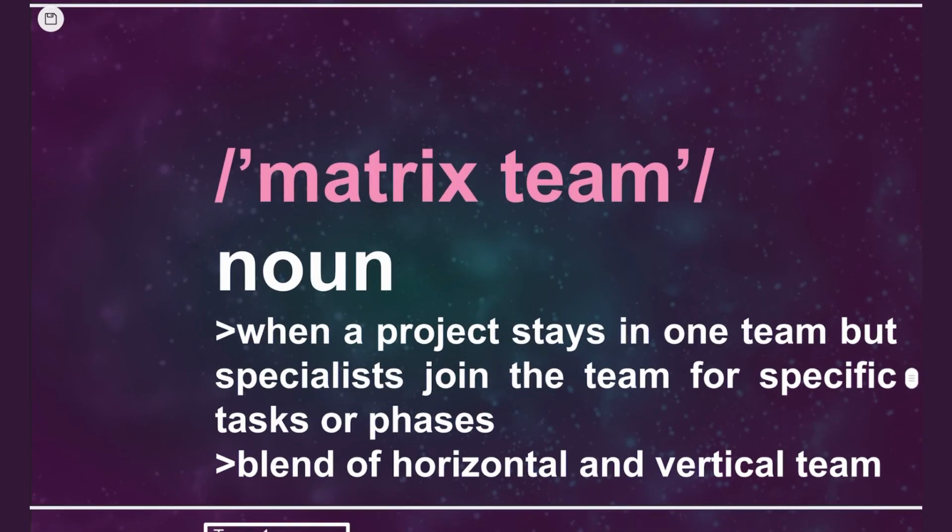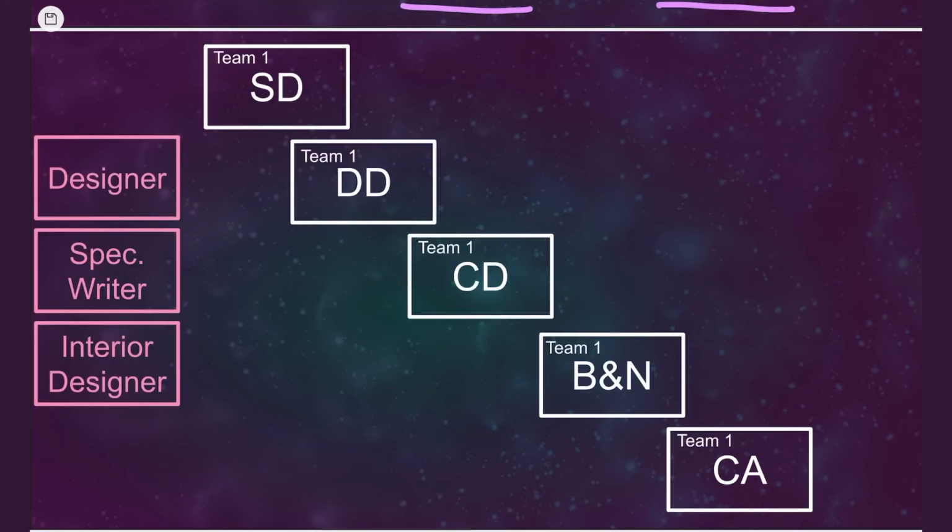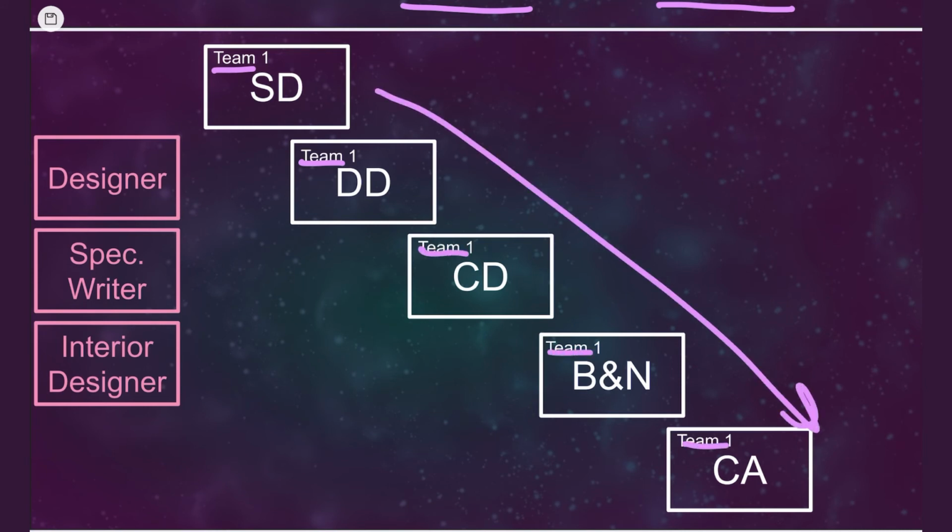The final team structure is the matrix team, which is a combination of the vertical and horizontal teams. When a project stays in one team, but specialists join the team for specific tasks or phases, that is the matrix team. So in this example, the project stays within the same team and it goes all the way through to the end with the same individuals, but on an as-needed basis. Say during DD, we need a designer with some specific skill, then that designer plugs in there. And let's say we need a spec writer during CD, then that person comes on and works for a limited period of time, right, in specific phases.